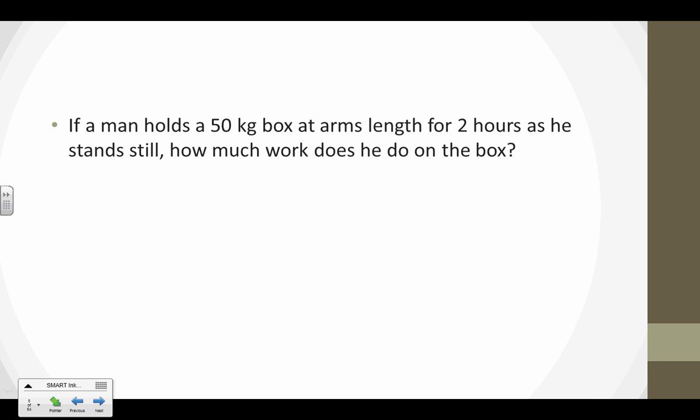Example. A man holds up a 50-kilogram box at arm's length for 2 hours as he is standing still. How much work does he do on the box? 0. There's no displacement to begin with. So work equals F delta x cosine theta. Displacement is 0. The whole thing goes to nothing. So you have to be moving. You have to have a displacement in order to have work done.